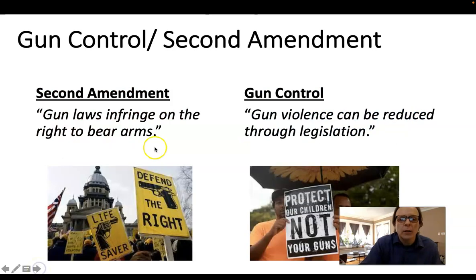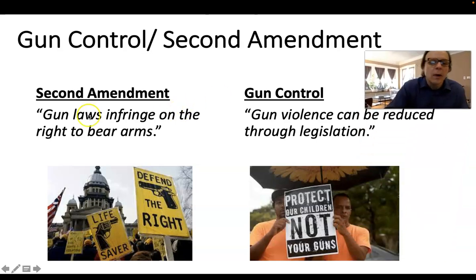Let's look at one more real quickly. This is obviously the gun control, Second Amendment debate. It's probably the second most prevalent debate we hear. So same thing, we go through the same process. Second Amendment advocates are going to say gun laws of any kind infringe on the right to bear arms. And gun control advocates are going to say gun violence can be reduced through legislation. But again, if you look at this closely, we don't have stasis. We're not arguing this. We're on two different topics, two different levels. It doesn't connect. So how can we connect it?